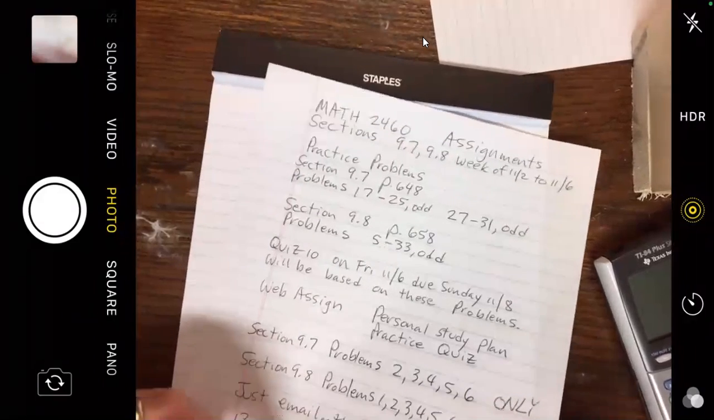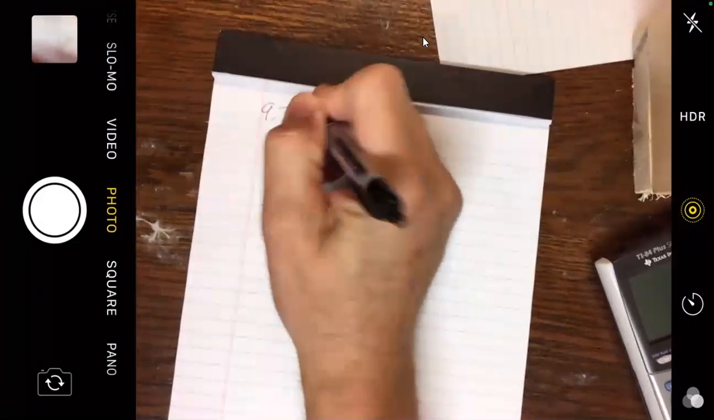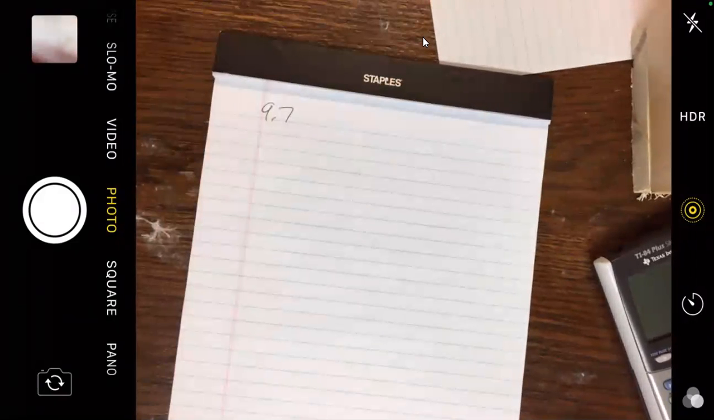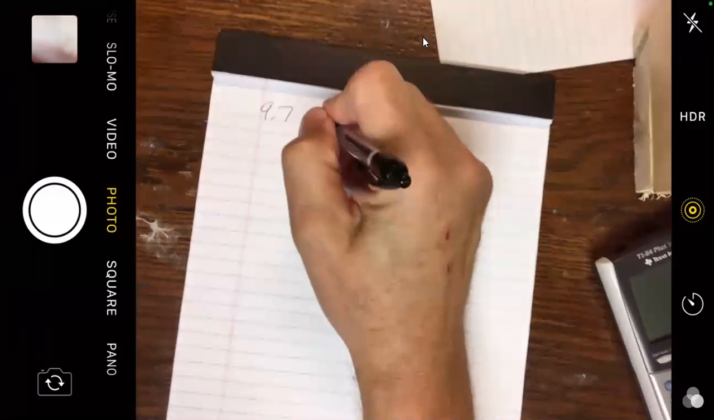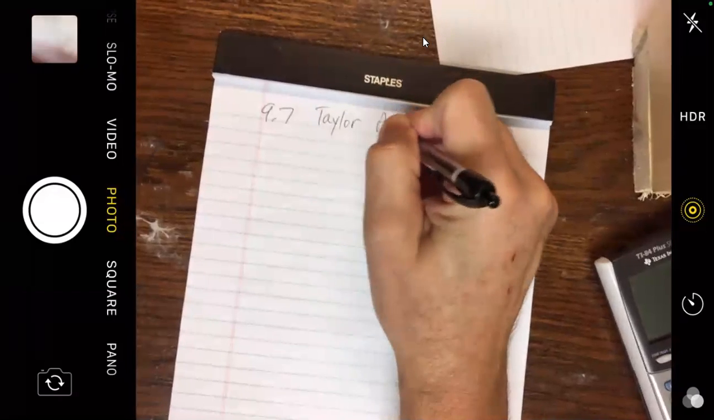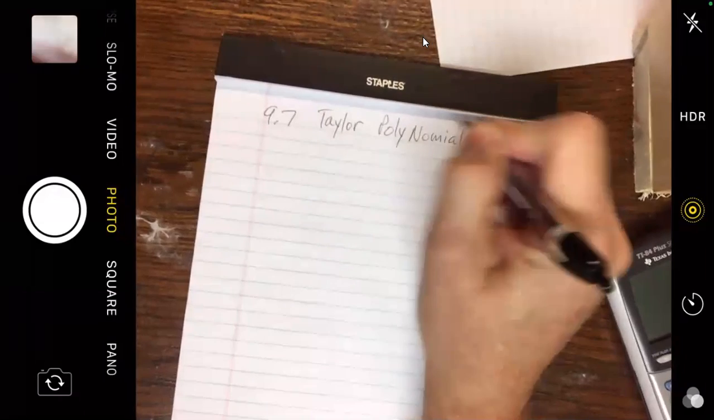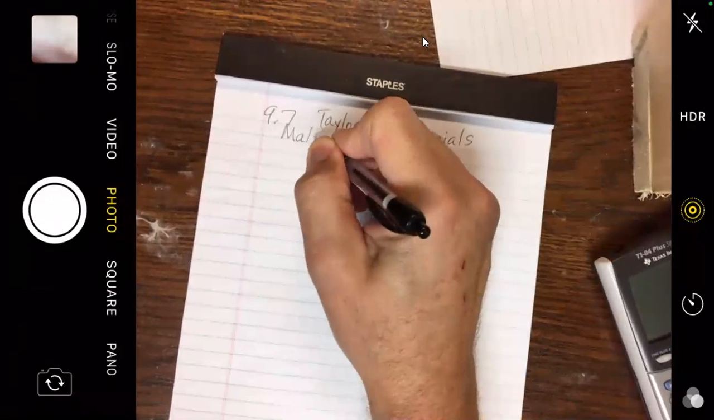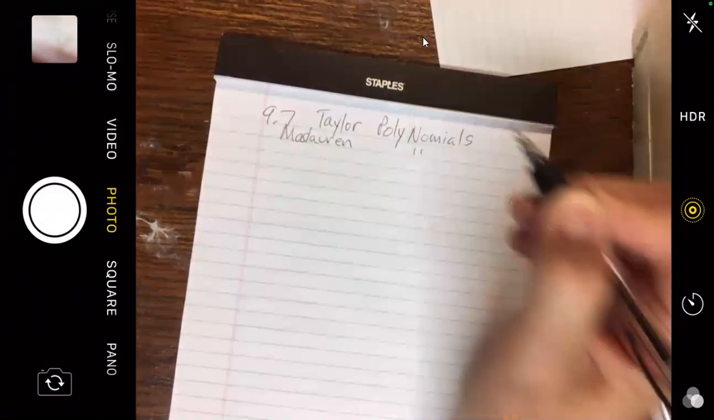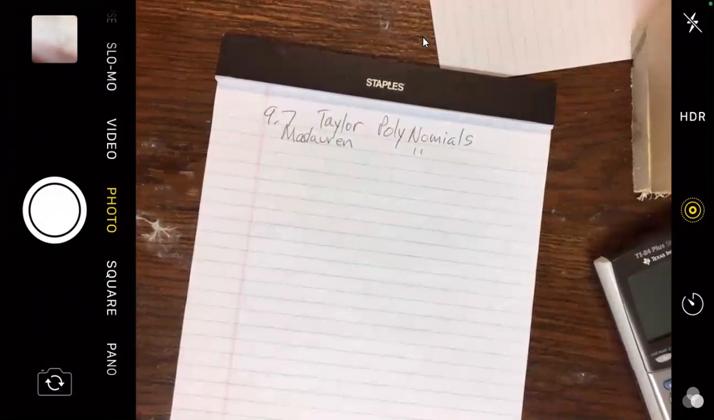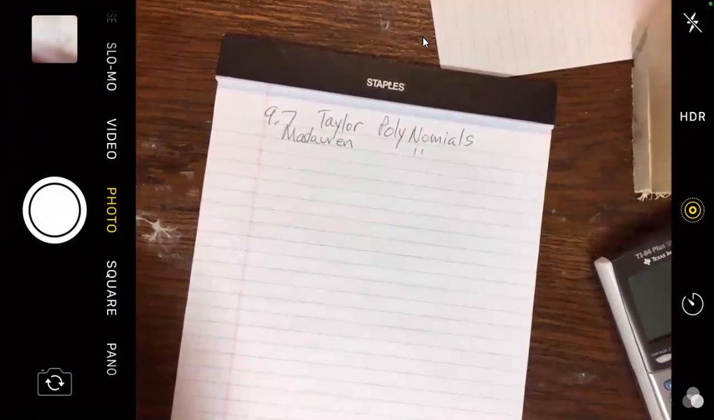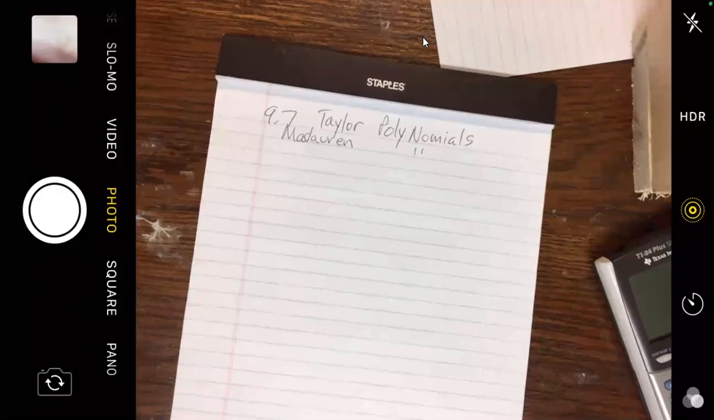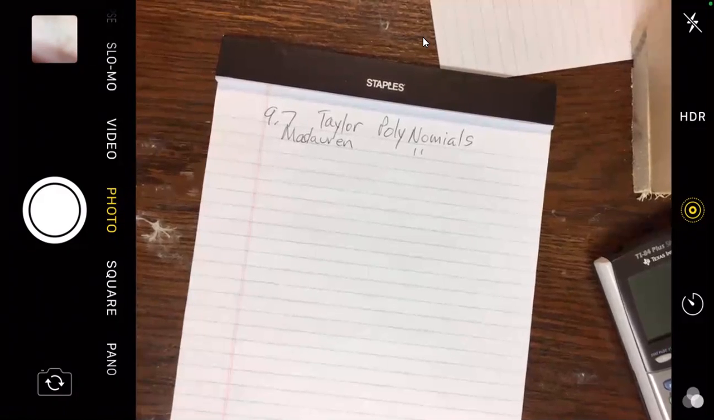All right, 9.7 is about something that might seem a little strange to you. Taylor polynomials. And the other name you'll see is Maclaurin polynomials. We can find the first page, 9.7. We're through our series of tests of convergence. I know that breaks your hearts. But let me try to show you where this comes from, what they're doing with this.